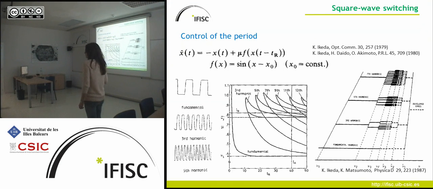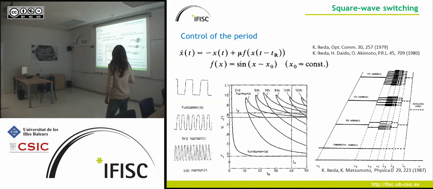Ikeda and co-workers demonstrated that multiple solutions with frequencies that are multiples of a basic frequency appear through successive Hopf bifurcations. Here we have the different domains where these solutions appear. And these solutions, as one increases the parameter mu, which is here the feedback strength, have a road to chaos.